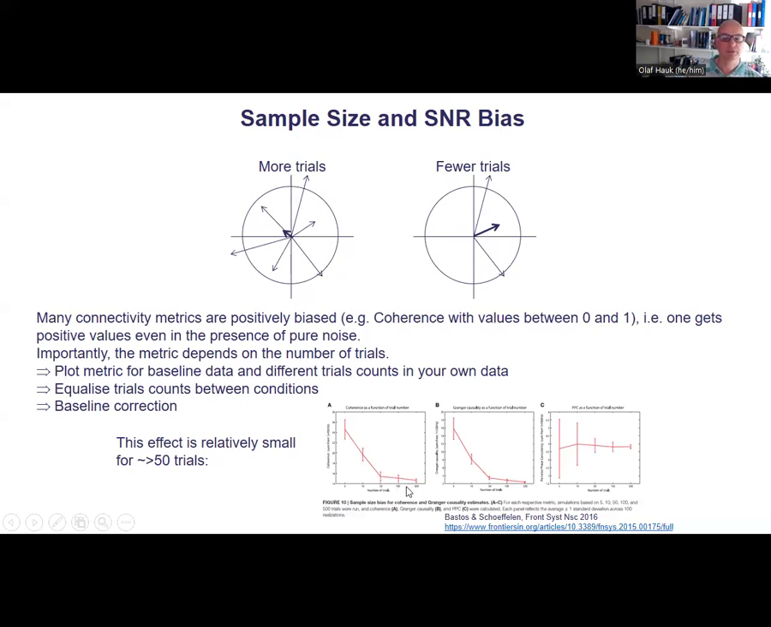You can also plot something like this for your own data. So subsample your own data, maybe 10 trials, then 20, 30, and so on and so forth. Compute your connectivity metric and plot this, and you will see whether you are in a range that flattens here at higher numbers of trials, or whether you are somewhere in this range here where you may have to consider this as a confound. And there are some connectivity metrics that avoid this problem, which I am not going to talk about in this session.